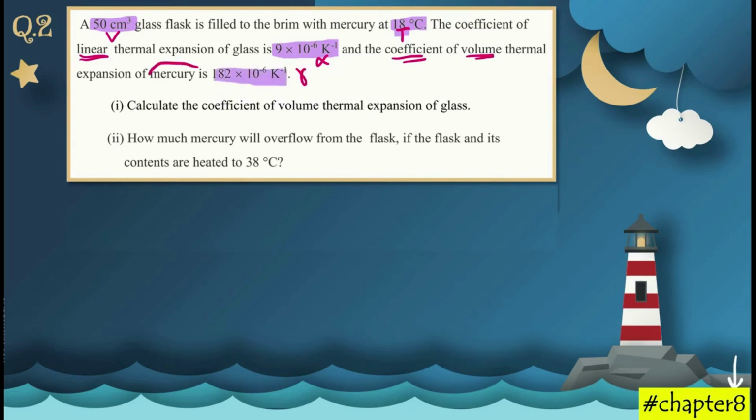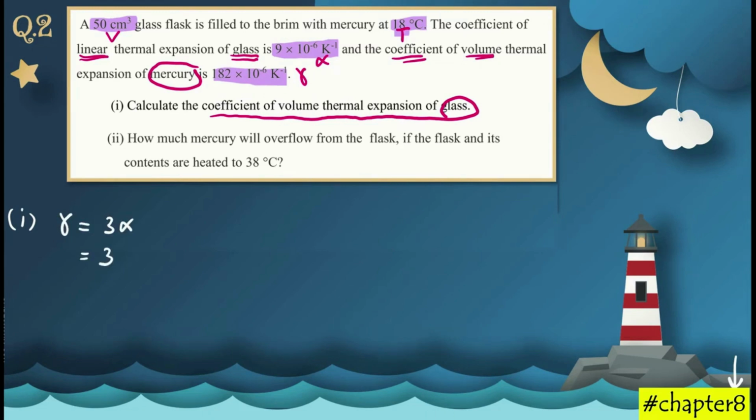Bear in mind that this is for mercury, the liquid in the flask, and this is for glass. So the first question is to calculate the coefficient of the volume thermal expansion of the glass. From the question we only have alpha, meaning that to solve the first question we need to find gamma. So the equation for gamma is 3 alpha. So we just need to substitute. We multiply by the alpha given, 9 times 10 to minus 6. So we'll get 27 times 10 to minus 6, and the unit is per Kelvin.